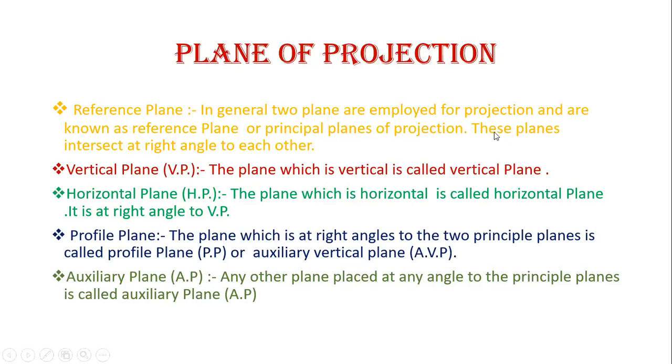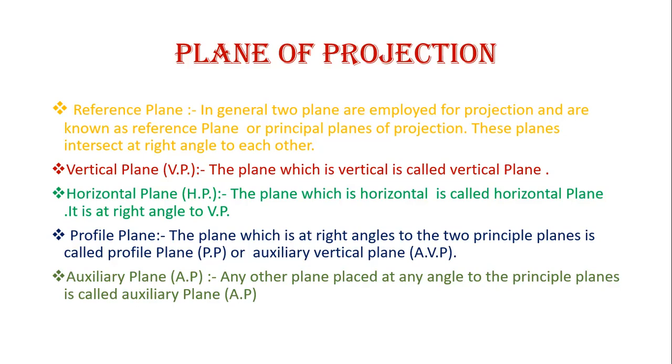Now we will see some basic knowledge about the planes of projection which we generally use in drawing. First of all, the definition of reference plane. The two planes which are generally used for projection are known as reference planes, or basically called principal planes of projection. These planes intersect at right angles to each other.